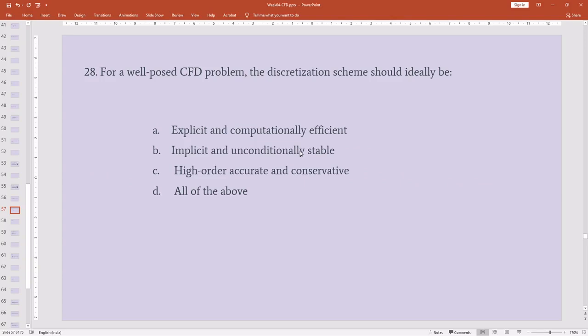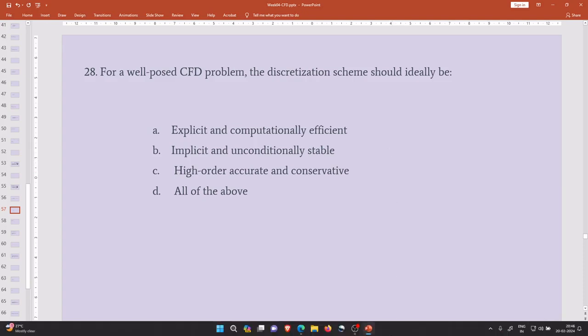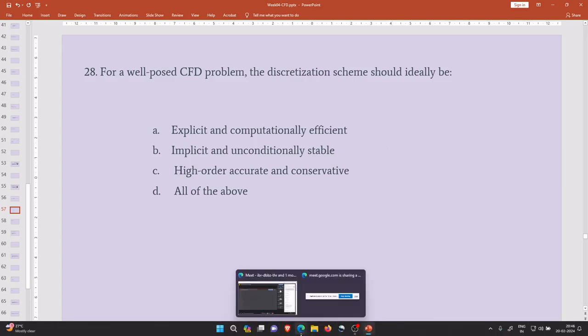For the next question: for a well-posed CFD problem, the discretization scheme should ideally be which of the following? Option A, explicit and computationally efficient; option B, implicit and unconditionally stable; or option C, higher order accurate and conservative. You can inbox your answers.